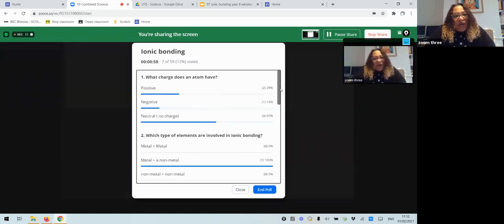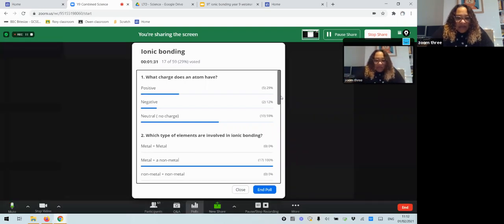While you're doing it, I'm going to give you some help. So what charge does an atom have? Now, we talked about there being an equal number of protons and an equal number of electrons. So think about that. If there's an equal number on a balance, on a scale, it doesn't shift, okay? So you've got equal number of positive and equal number of negative. And if those are our charged particles and they cancel each other out, what charge does an atom have? Does it have a charge?